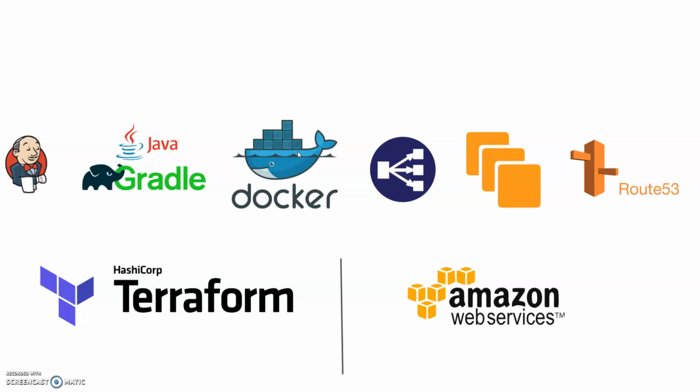Let's try to understand what tools we are going to use in this project. We are going to use Jenkins and Java, since the microservice is based on Java. Using Gradle we are going to build our project, and this will be built into a Docker-based container, which will be pushed to Docker Hub, and we will pick that image from Docker Hub.